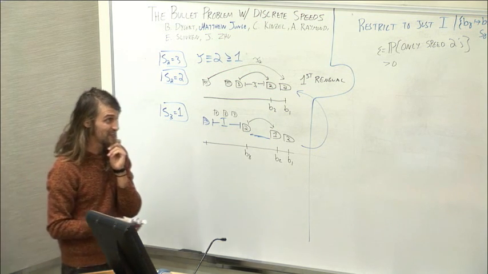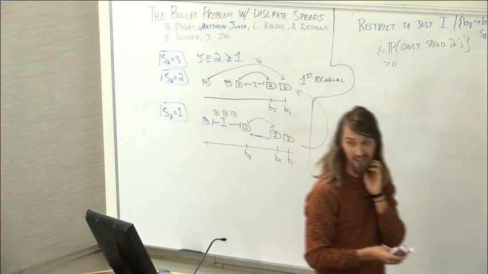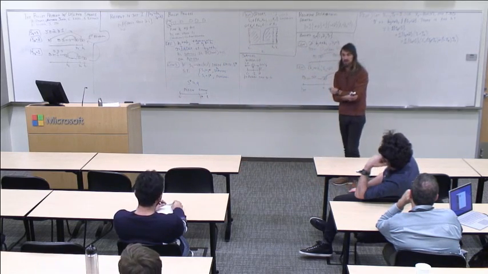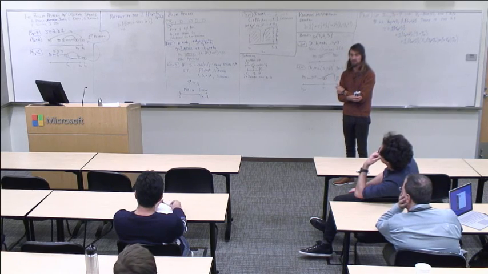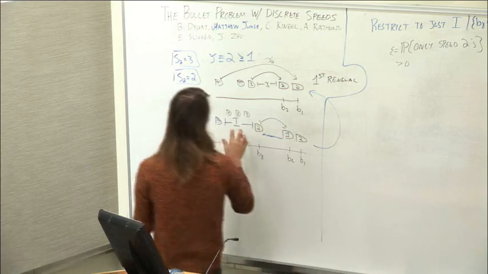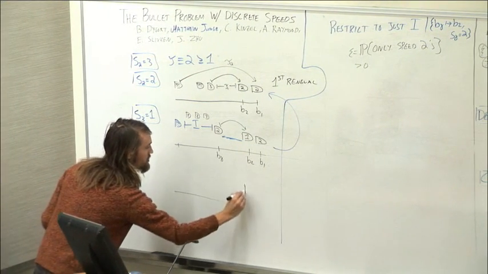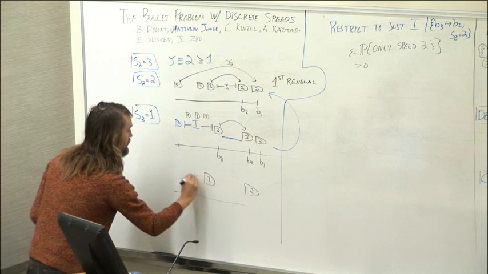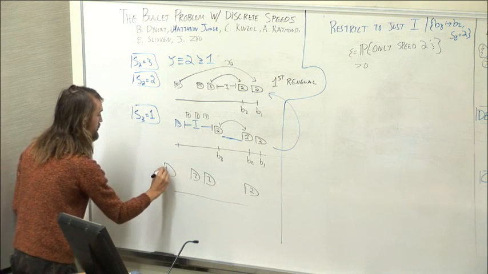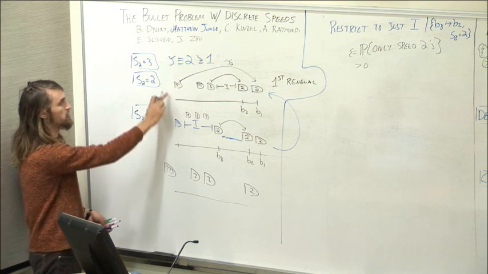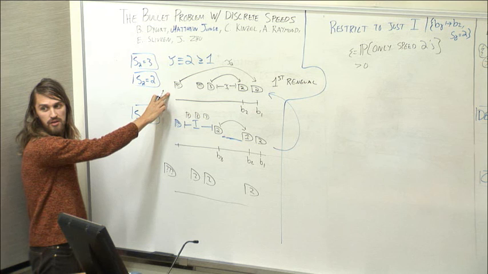Can you just repeat why, when you find a block where there are only speed 2s? So what was the end of the argument? The end of the argument is this. This event happens. You have a block of speed 2s. Now essentially, your picture is you have this leading speed 2. You have some other speed 2s, and then you have IID bullets. And so this picture is at least as good as the case S2 equals 2.